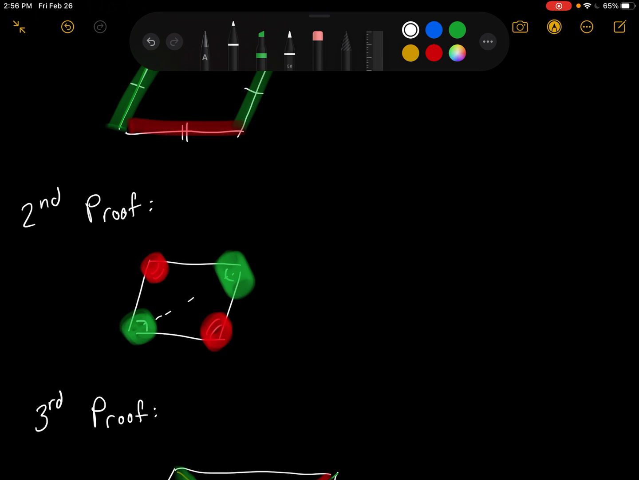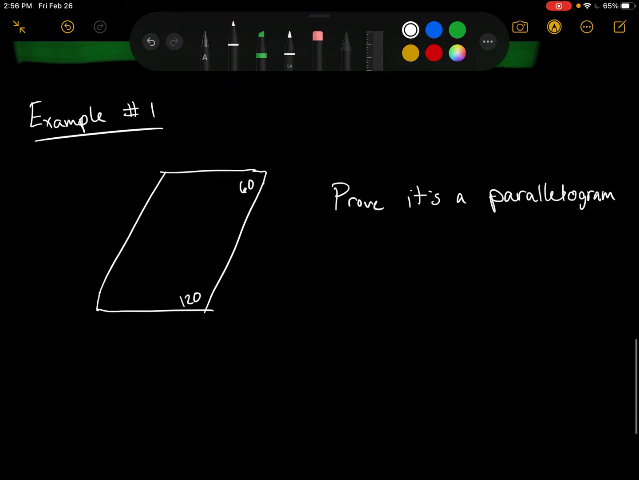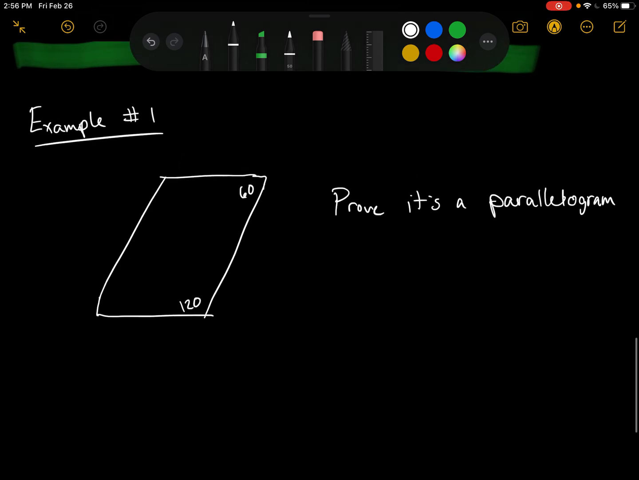And it looks like that's going to be our second proof. So we need to prove that angles across from each other are equal. So we're looking to see, does this equal 60? Does this here equal 120 degrees? There's some more information they gave us too. They said that this is 14 inches and this is also 14 inches.